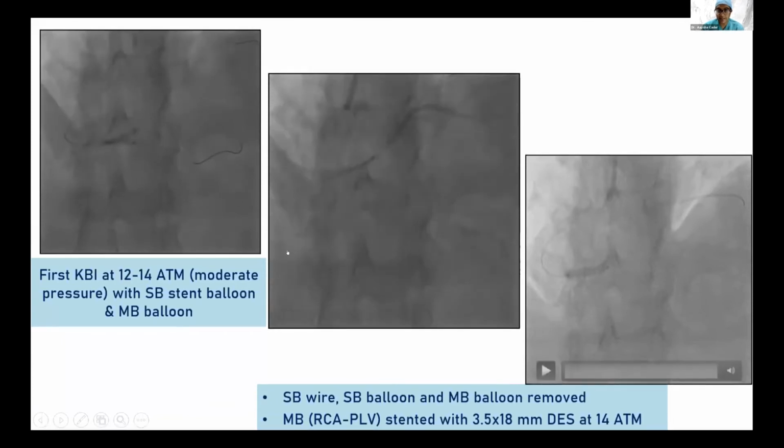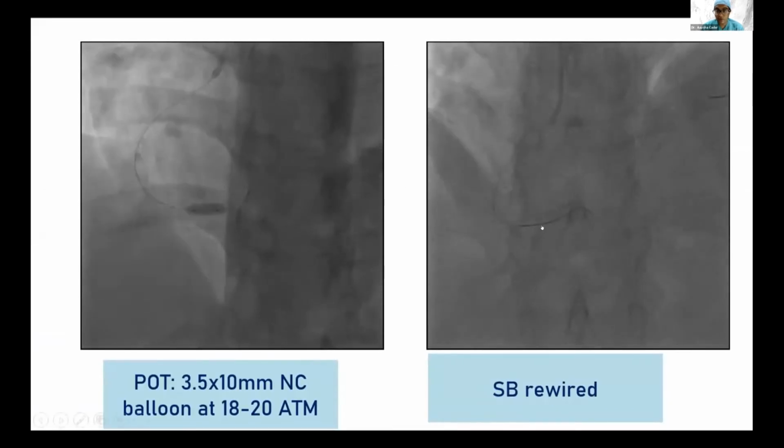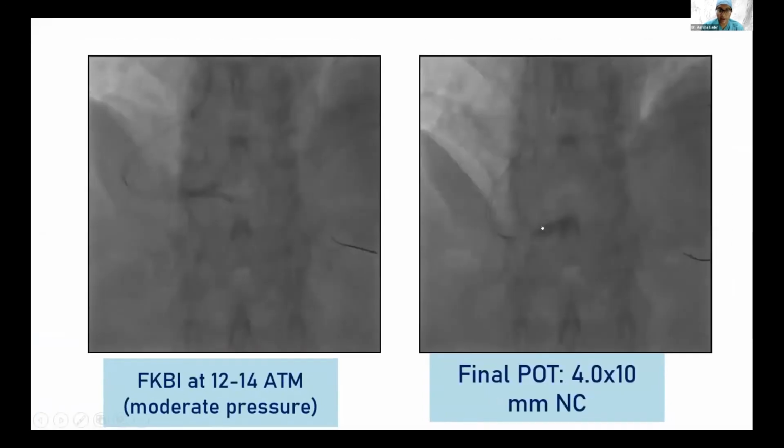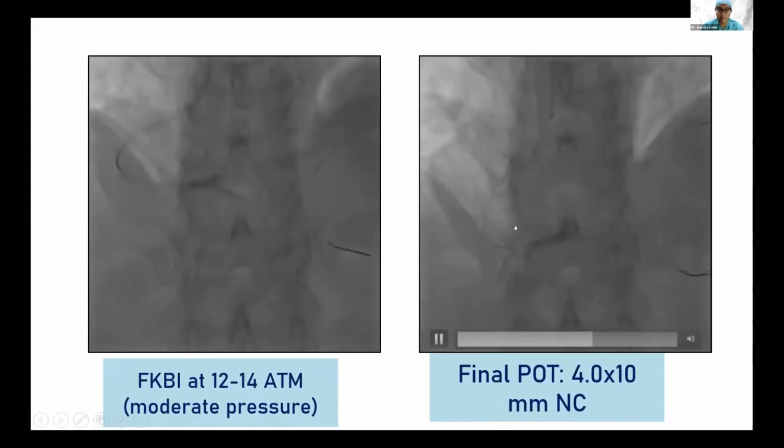and the main branch was then stented, that is the RCA to the PLV, with a 3.5 by 18 millimeter drug-eluting stent at 14 atmospheres. This was followed by a POT with a short NC balloon at high pressure. The side branch was then rewired, and this was followed by the final kissing balloon inflation, again with 2 non-compliant balloons at 12 to 14 atmospheres, followed by a bigger final POT with a 4 by 10 NC balloon.